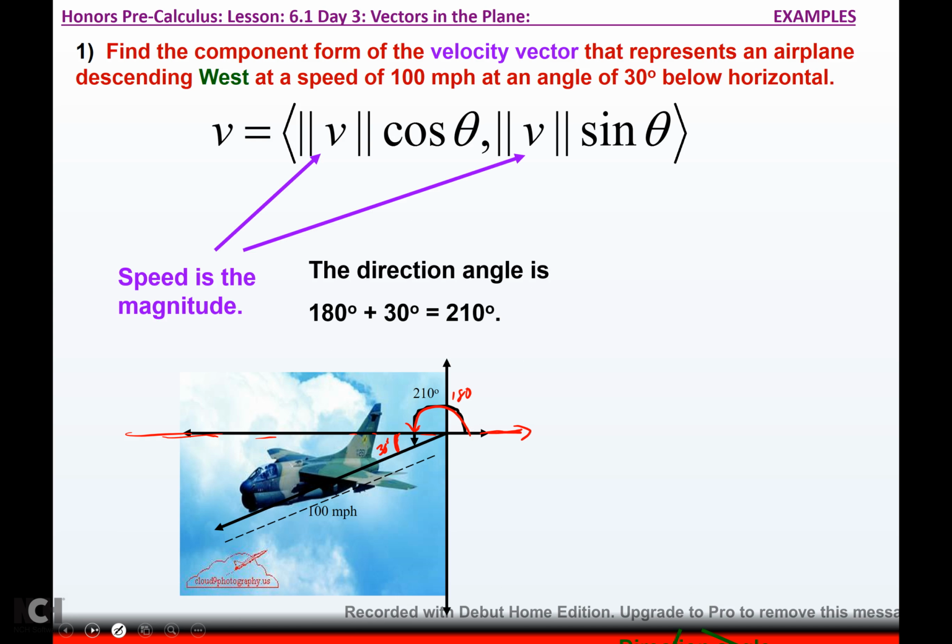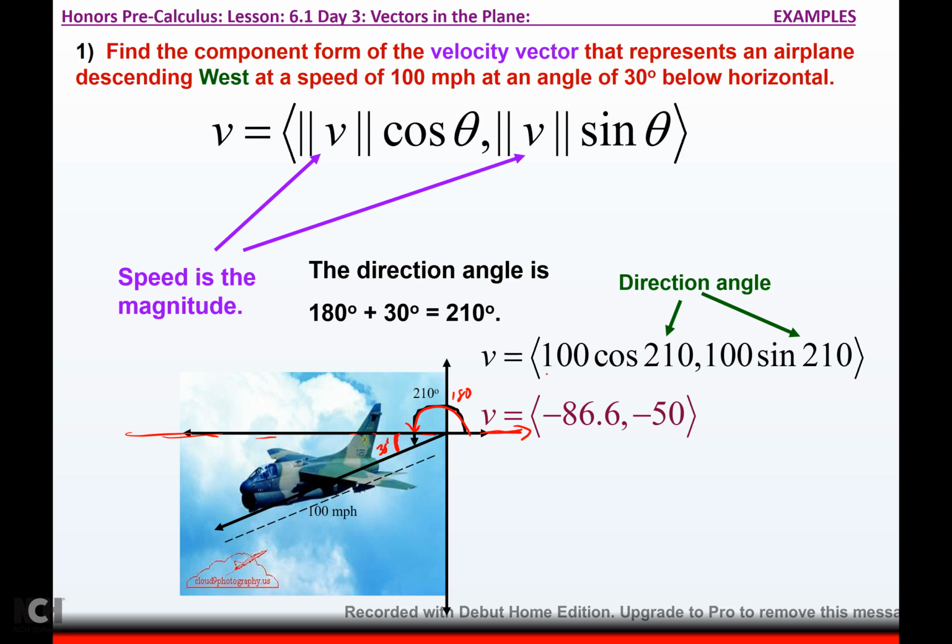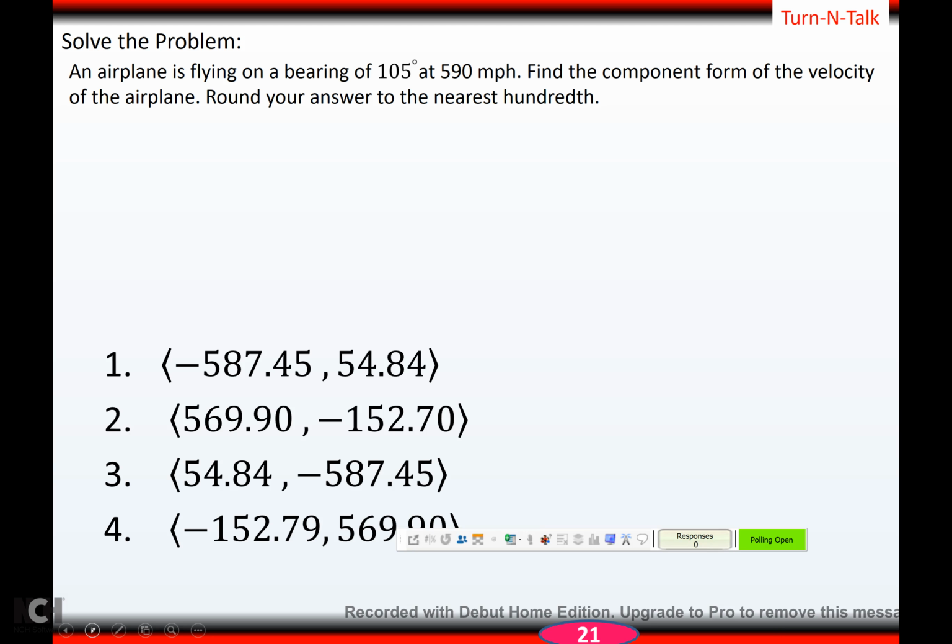So when we set this up, we set up v equals 100, that's the speed, times cosine of my direction angle, comma, my magnitude 100, the speed, times sine of my direction angle 210. And if you type this in the calculator, you get those coordinates. That would be the component form of the velocity vector of that airplane. Okay, all right, so you solve this one. Hit pause, come back when you're ready. And hopefully you got 569.90, negative 152.70.